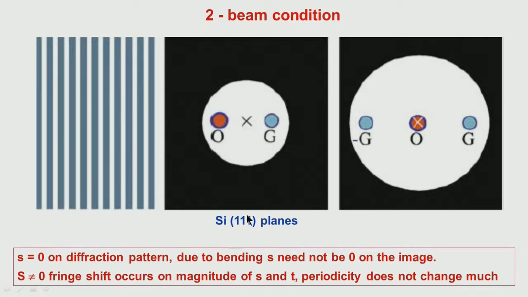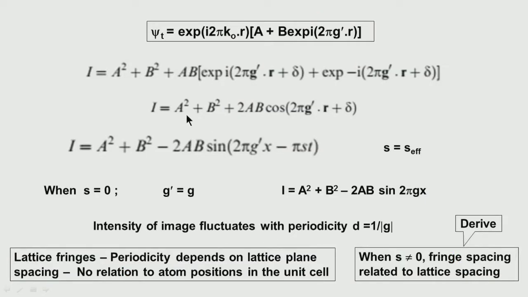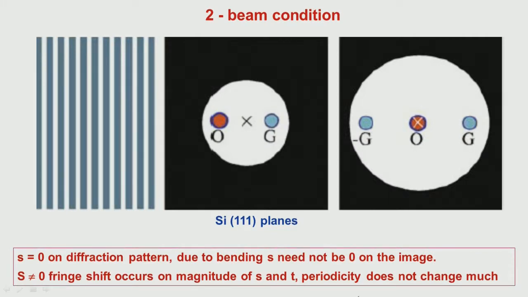Suppose S is not equal to 0. In such a case, in this expression, this term is also going to be there. Essentially this is not going to affect the fringe spacing, but depending on the magnitude of S and D, the fringes can shift a little bit from region to region depending upon what is the variation.